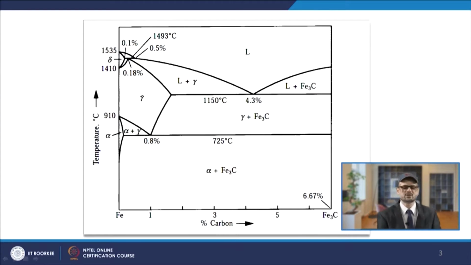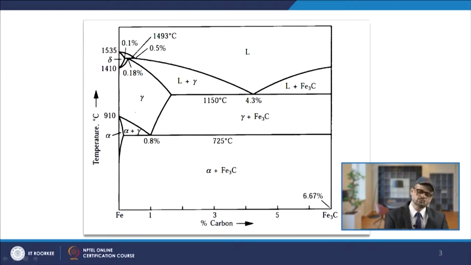Then this is one of the invariant reactions, and that reaction is nothing but the eutectoid reaction. So, gamma will be changing to alpha plus Fe3C on cooling. Now, if it is of the eutectoid composition, then gamma will come up to this point, and after that there will be ferrite as well as cementite coming out. So, after transformation, you will get the ferrite and cementite.